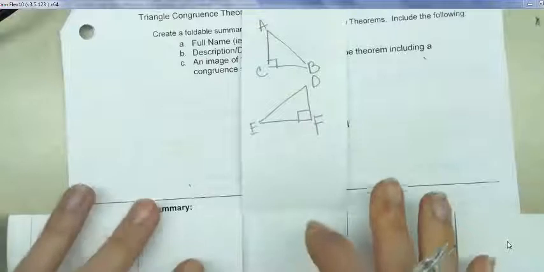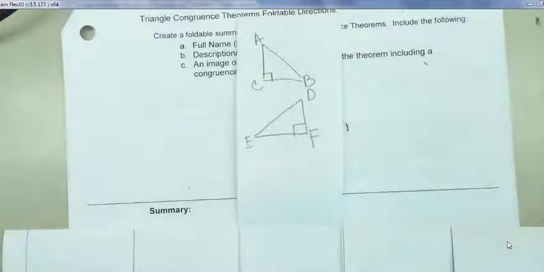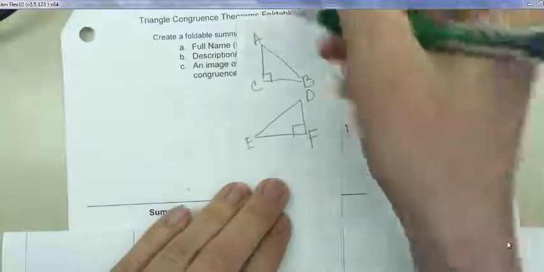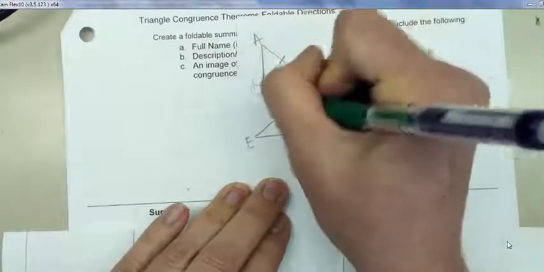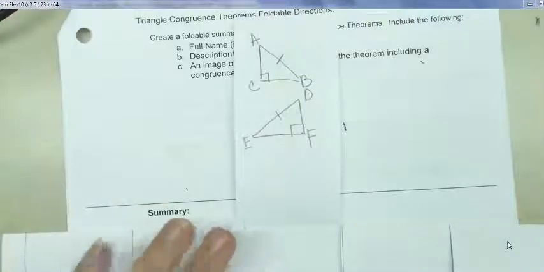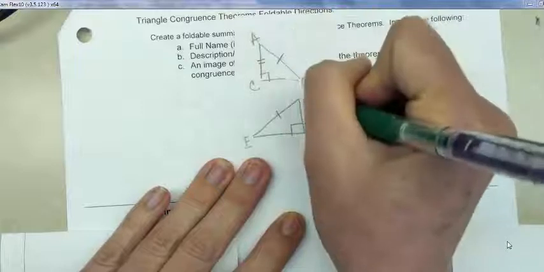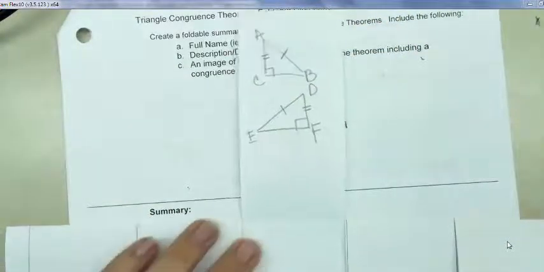Okay, so this basically says that if I have two right triangles and their hypotenuse and one of the corresponding legs is congruent, then we have congruent triangles. So hypotenuse is always the side that's across from the right angle. So those ones would be congruent. And then any of the legs, it doesn't matter which leg, it just has to be the same corresponding leg. So maybe we'll do AC and DF. Then I know that these two triangles are congruent.